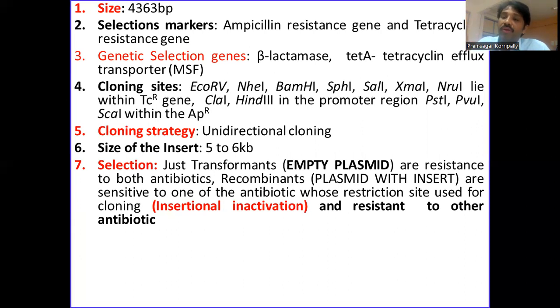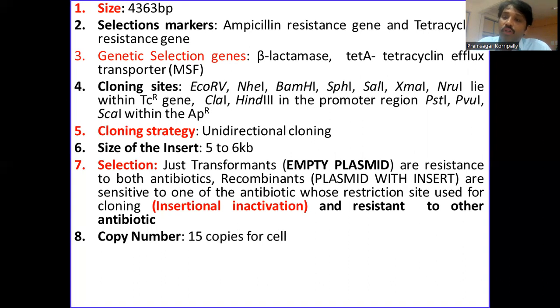So whenever you are cloning your gene of interest into the antibiotic selection marker, it loses its ability to grow on that antibiotic. So this kind of selection is called insertional inactivation. When you clone your gene of interest into the antibiotic selection marker, that gene is disrupted and the recombinant is sensitive to the particular antibiotic. So this process of selection is called insertional inactivation.